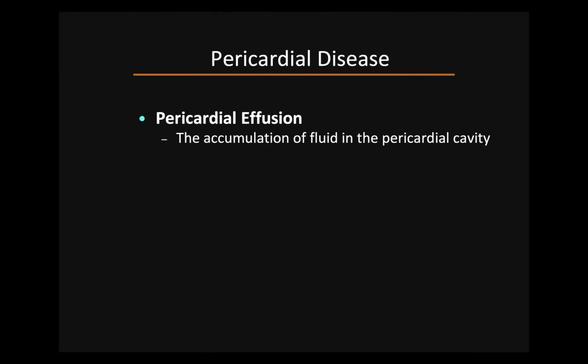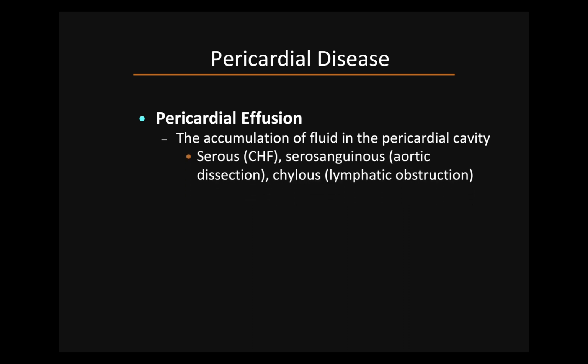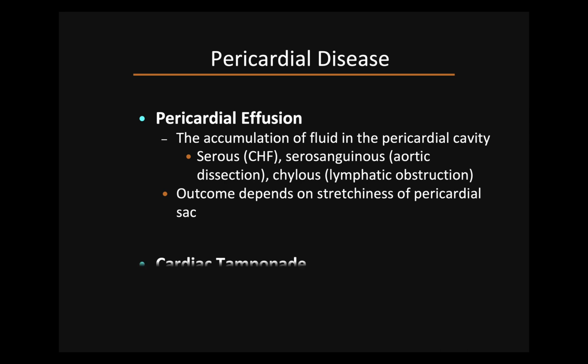Pericardial effusion is where you get the accumulation of fluid in the pericardial cavity, and this could be serous fluid, which you see with congestive heart failure, or serosanguinous fluid, which is serous fluid that's mixed with some blood, and this is when you have something like aortic dissection, and chylous fluid is when you have a lymphatic obstruction. All that fluid can accumulate in the pericardial sac. The outcome depends on how stretchy a person's pericardial sac is.